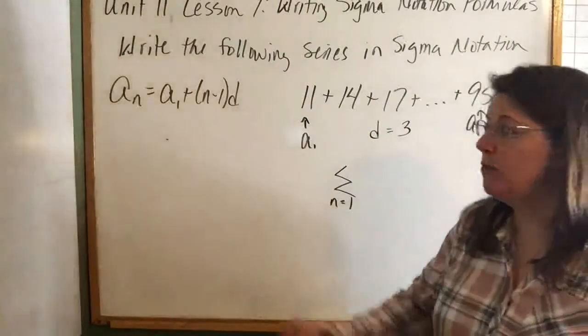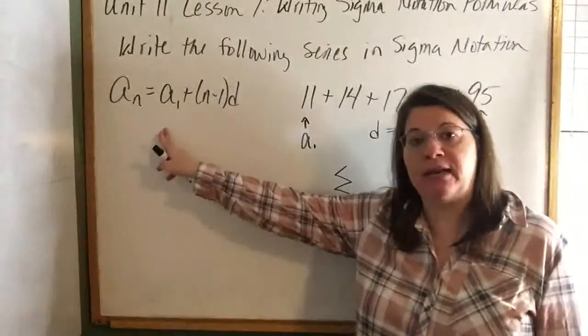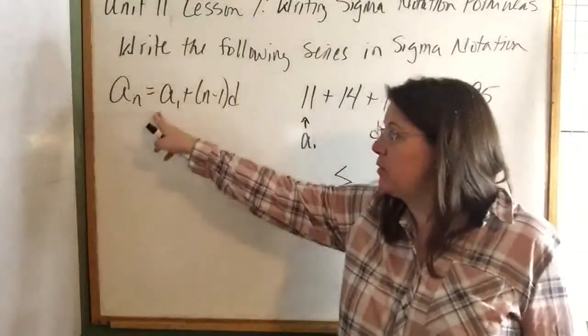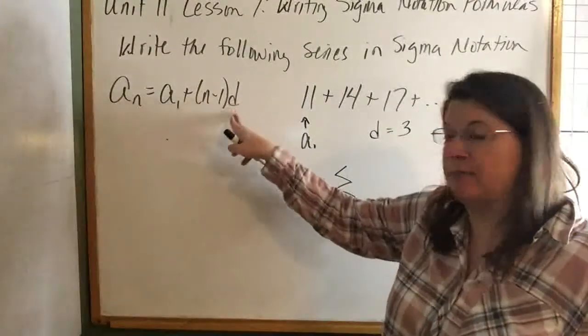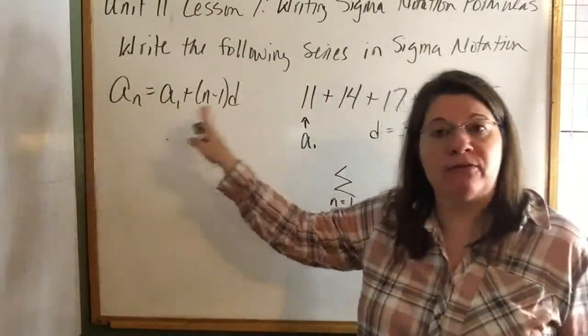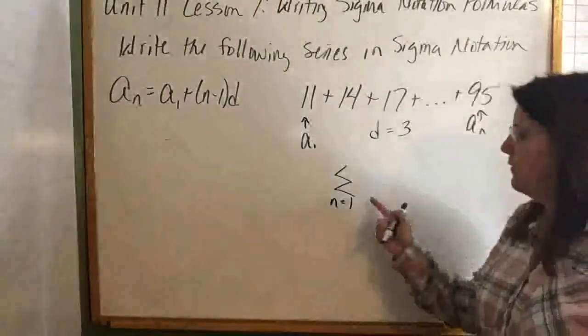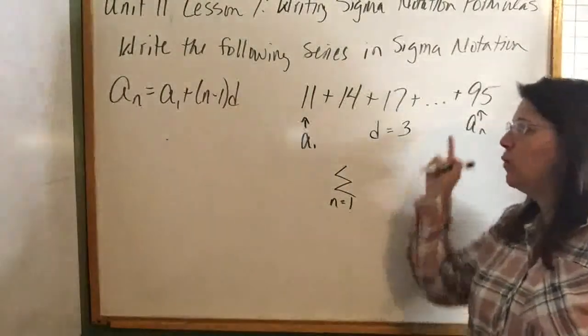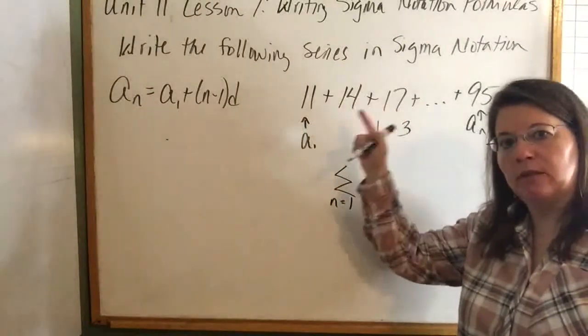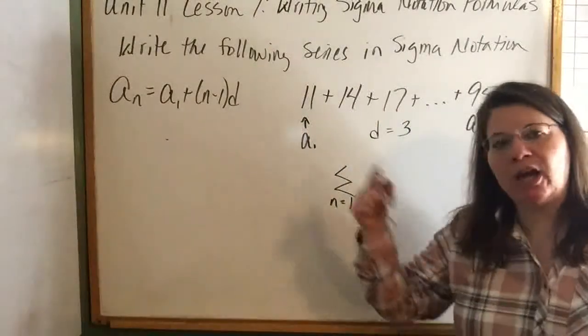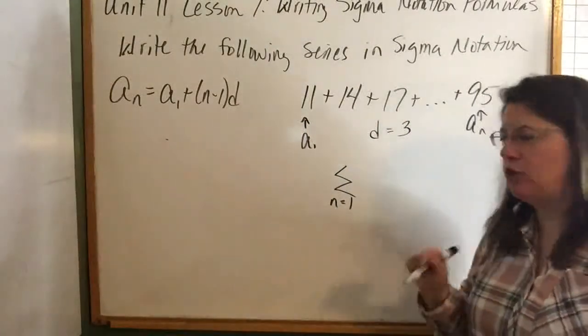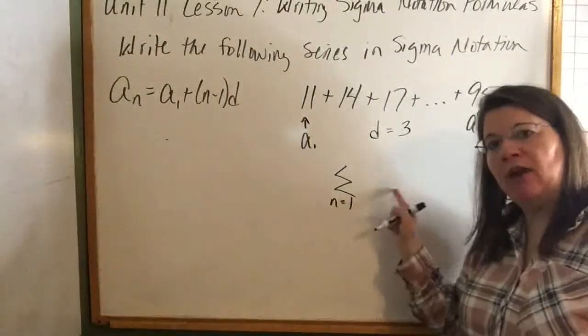So I'm going to use my original formula for an arithmetic series. A sub n equals a sub 1 plus n minus 1 times d. And I can use that formula to find everything that I need. So the next thing I need to do is I need to find the formula for this arithmetic sequence.